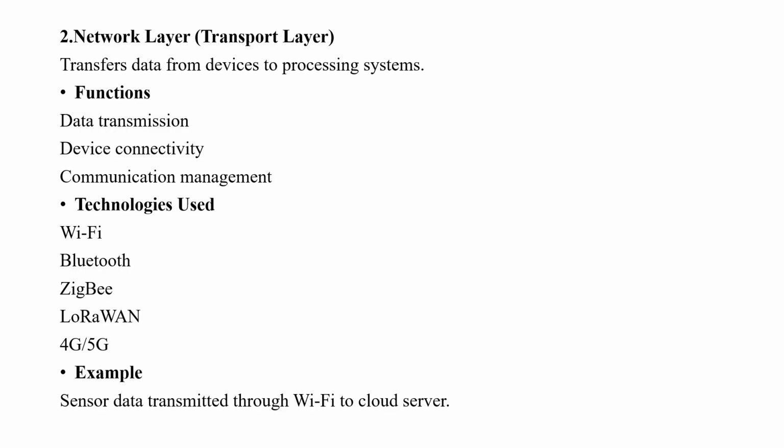Next one, the network layer or transport layer. Here the data is transferred from devices to the processing environment. Some functions are data transmission, device connectivity, communication management, etc. For example, sensor data is transmitted through Wi-Fi to a cloud server.